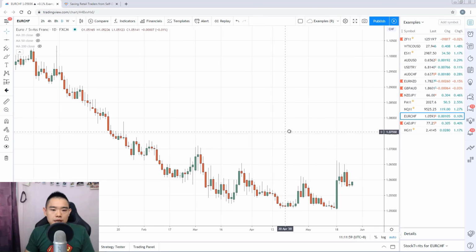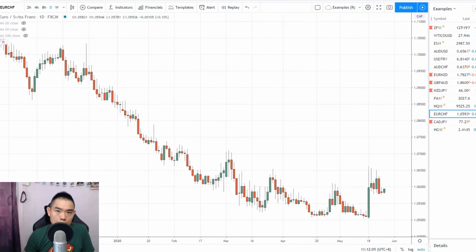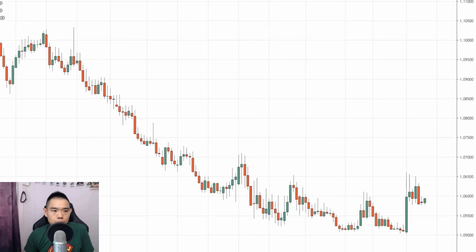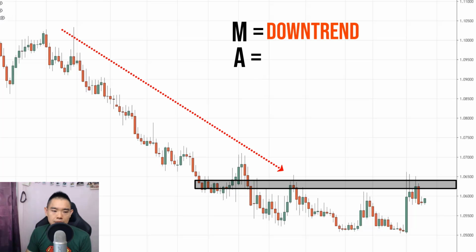At this point, what is the market structure of this chart that you're looking at? Downtrend? Great. So we know that the market structure here is in a downtrend. Next thing, area of value. Where is the area of value? From what I'm seeing over here, we have a possible area of value at this area, where this is an area of resistance. So area of value is resistance.